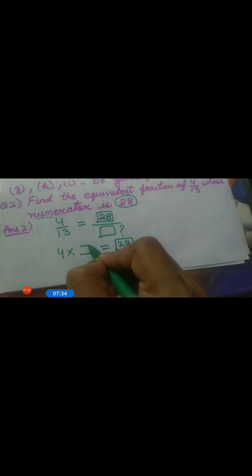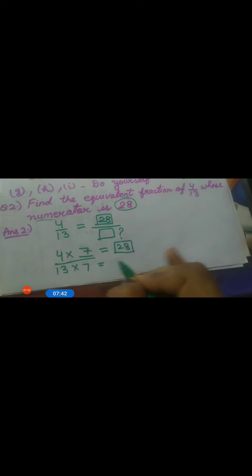Now we need to find what we will be writing in this box. As we have done in question number 1, we will find out at what number we will get 28 in the table of 4. 7 fours are 28. So we will multiply the denominator also by 7 to get our answer.